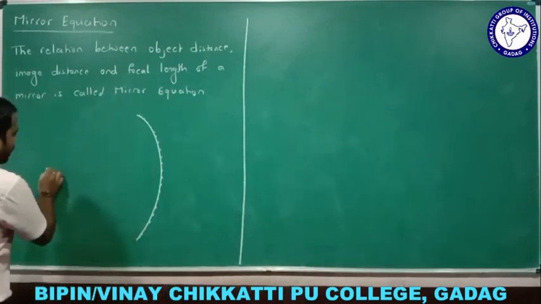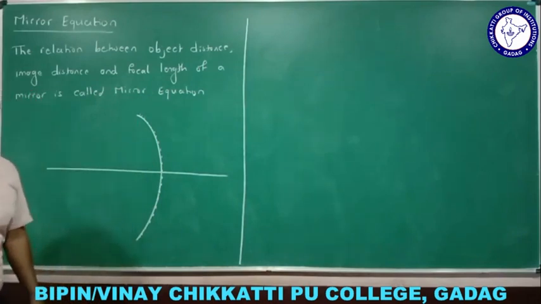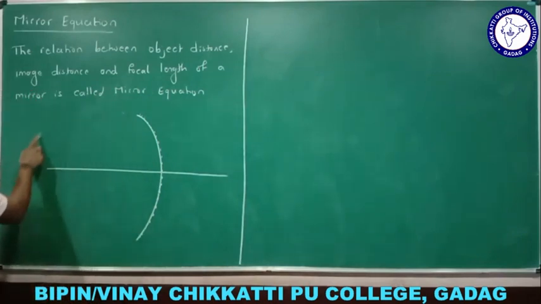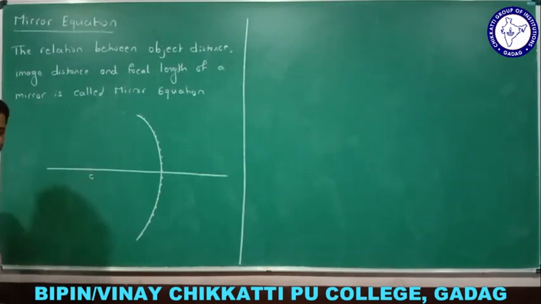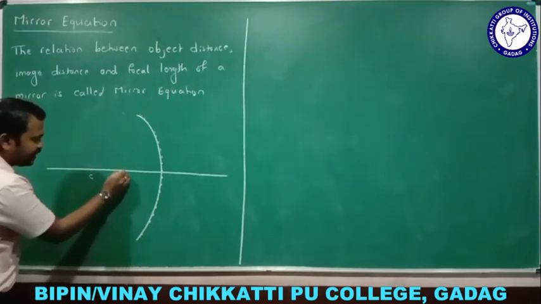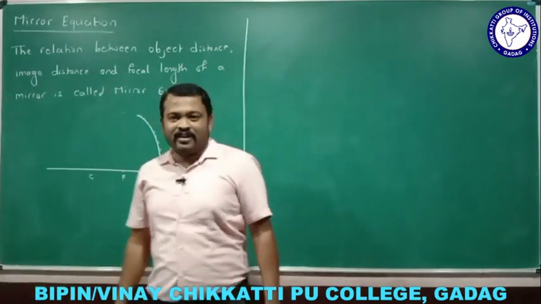Okay, what is this line here? This is the principal axis. And if I imagine a sphere, I will be getting a center of curvature here. Exactly at the middle, I will be getting the principal focus. Now, let me check it out.